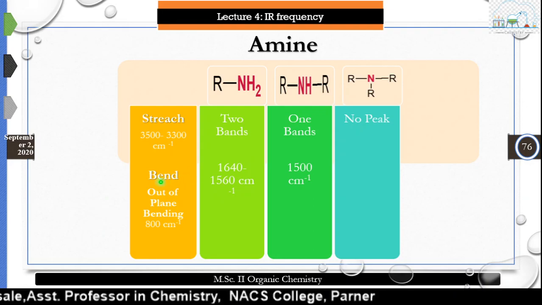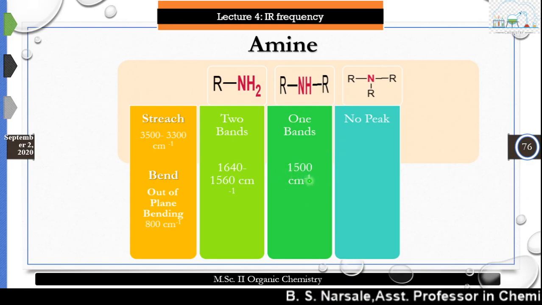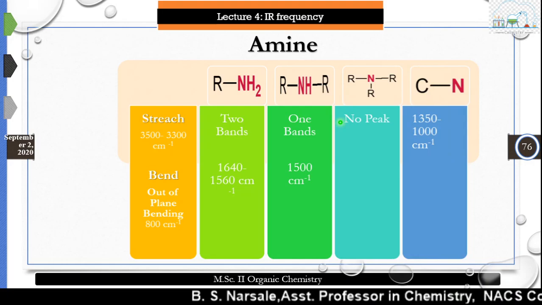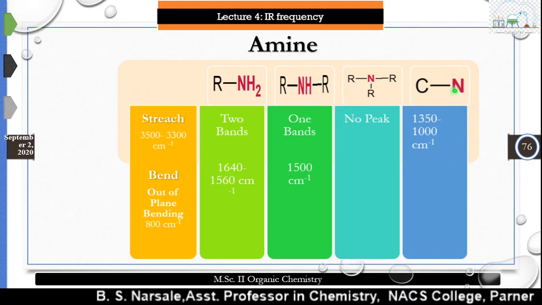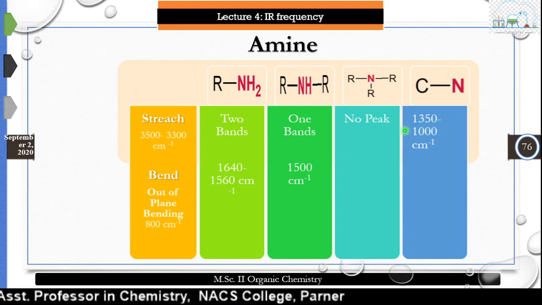While in the bending, NH2 groups will be observed at 1640 to 1560, and that of NH in secondary amine is specifically found at 1500 centimeter inverse. In addition to that, there is a carbon-nitrogen stretching frequency which is observed at 1350 to 1000 centimeter inverse.